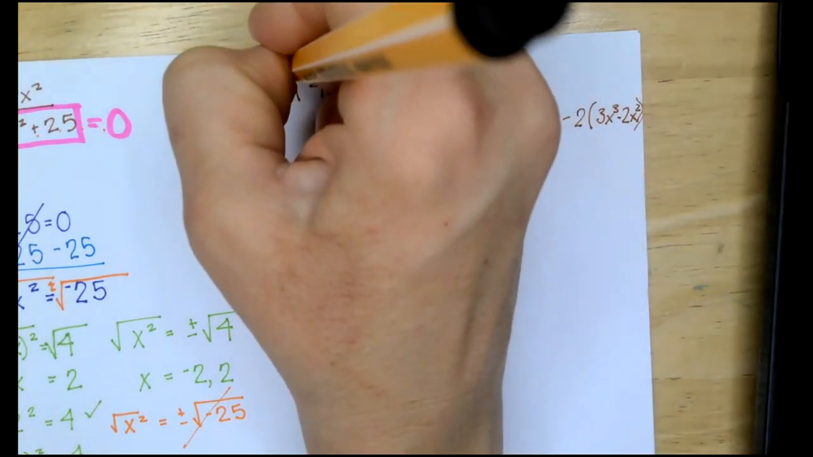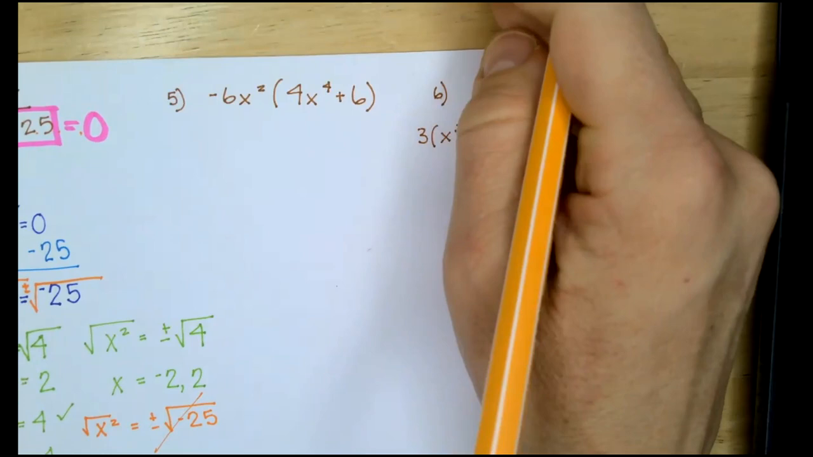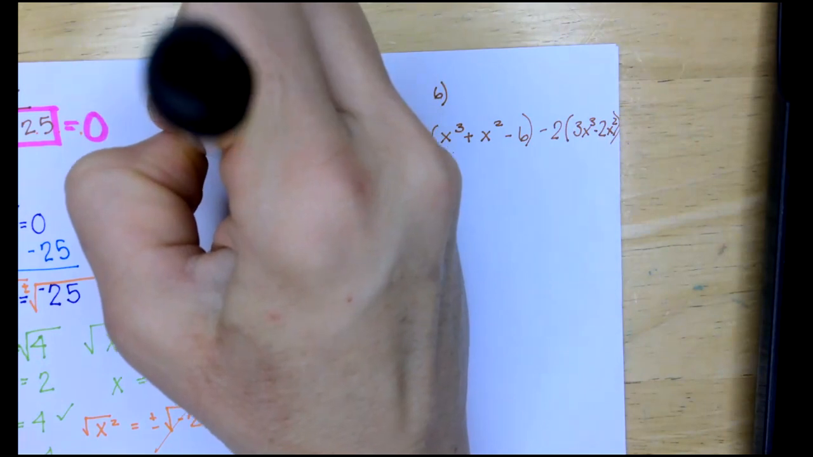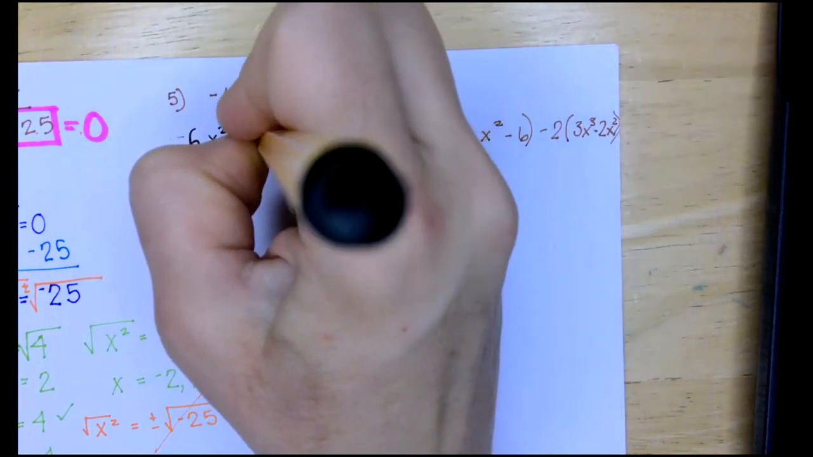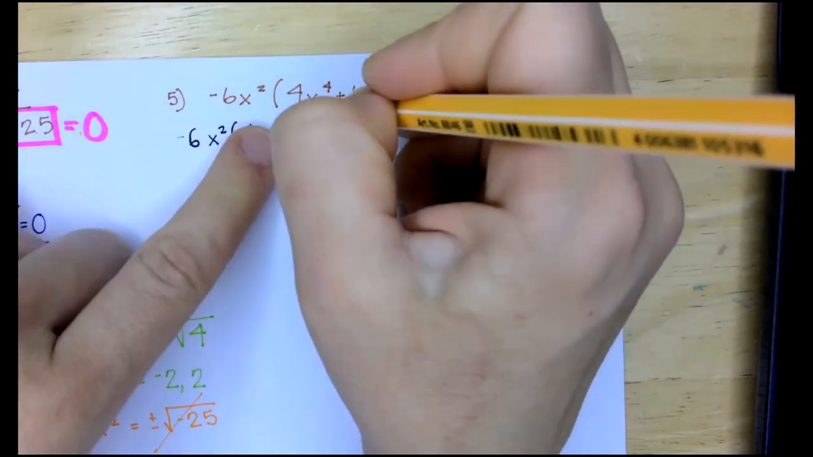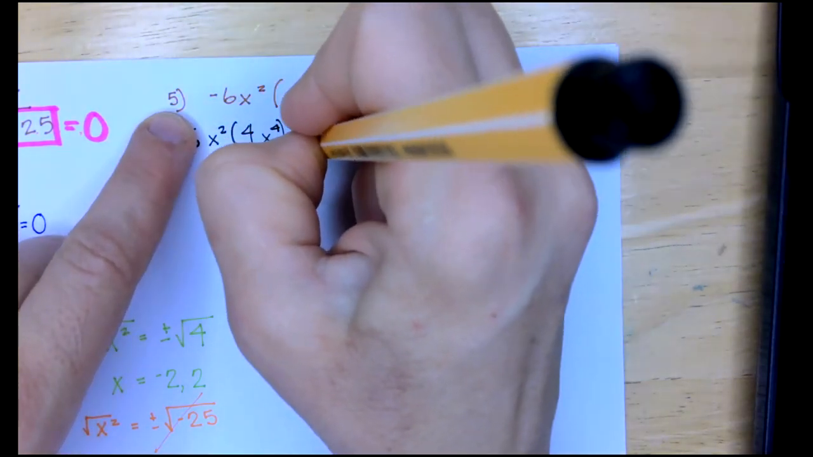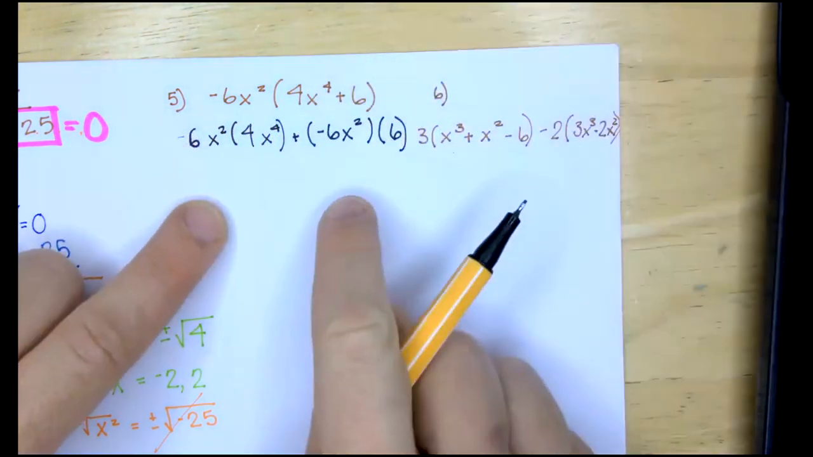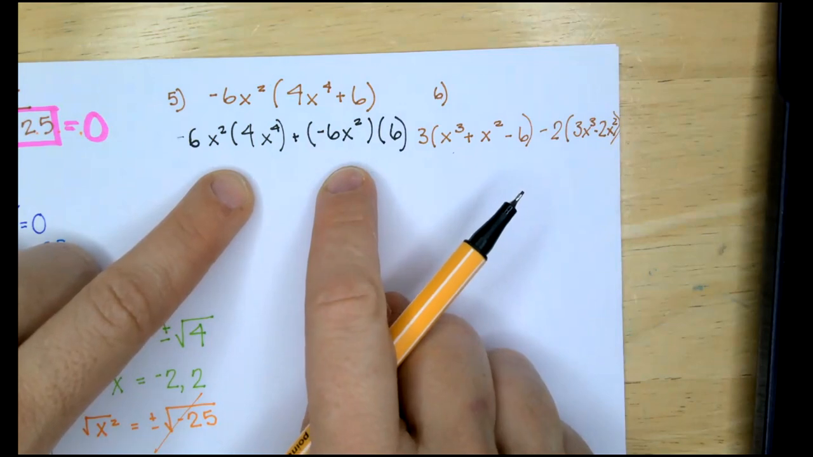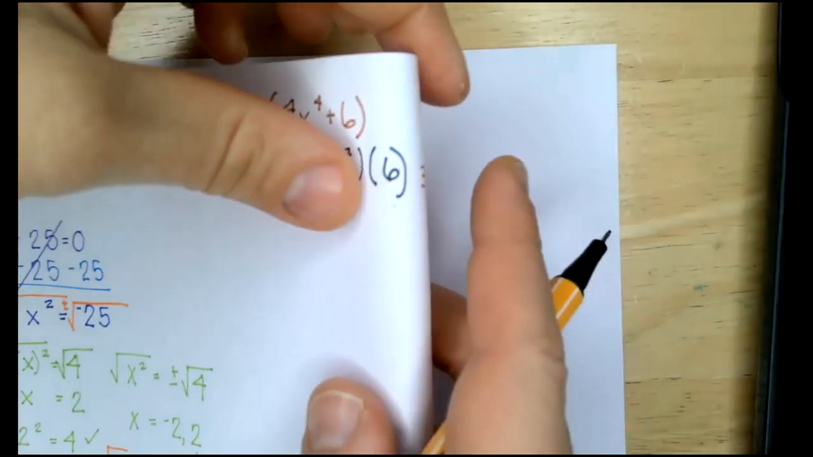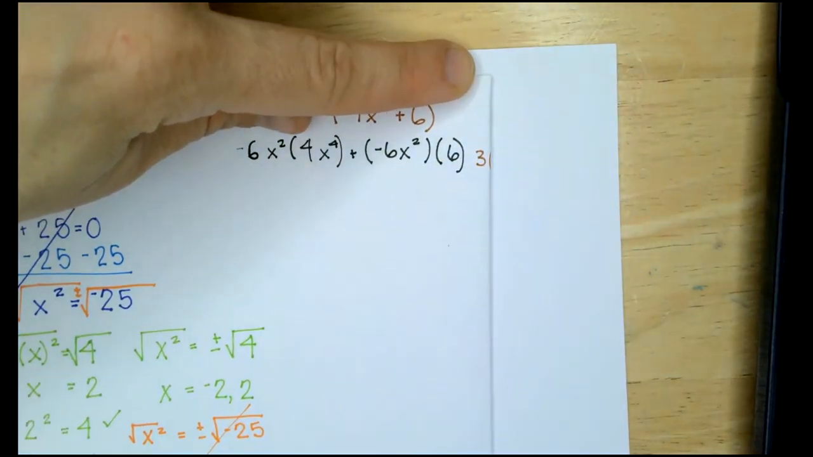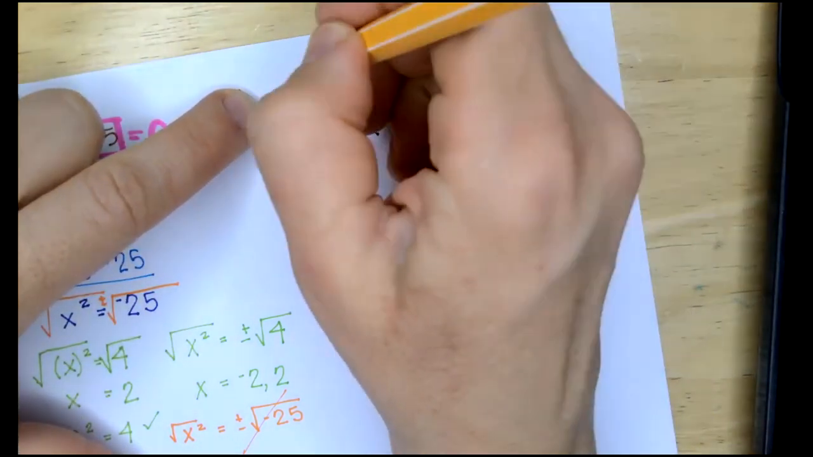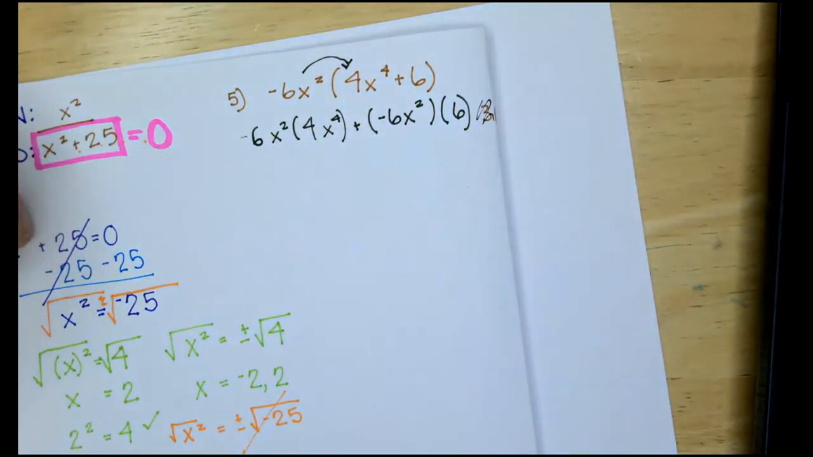Here we have a monomial, and we're going to distribute it to this binomial. So we're going to take -6x squared, and we're going to multiply it by 4x to the 4th. And then we're going to multiply -6x squared times 6. Okay? So we took this, and you're just going to multiply the numbers, okay?